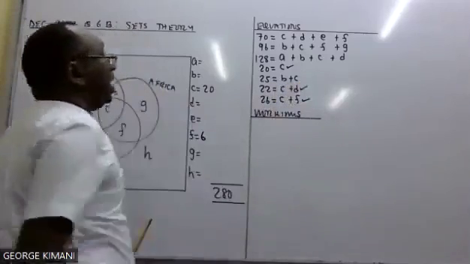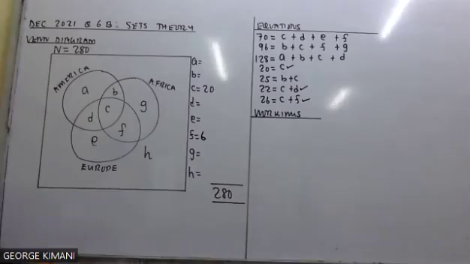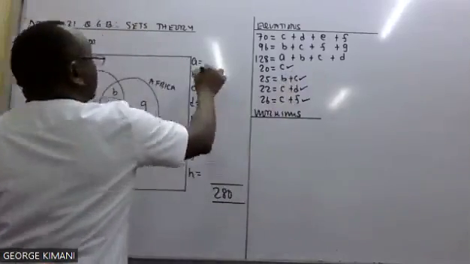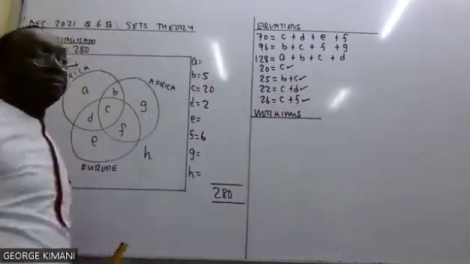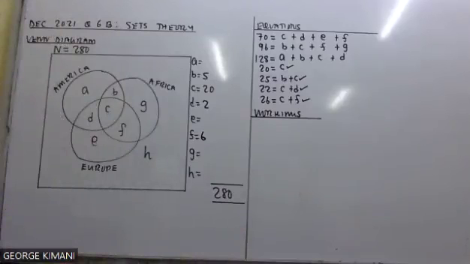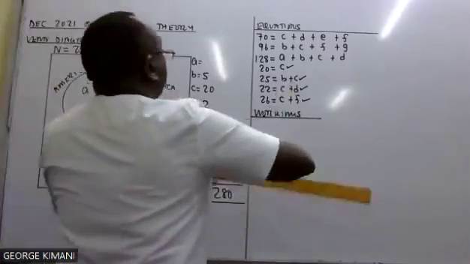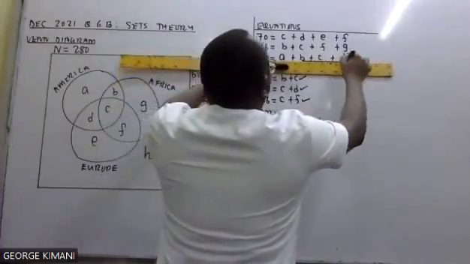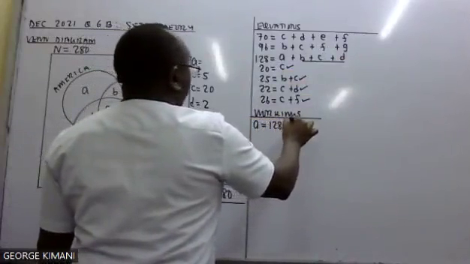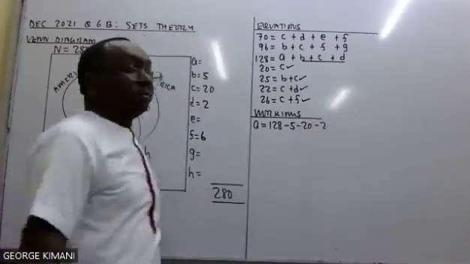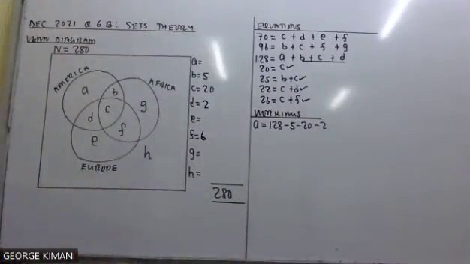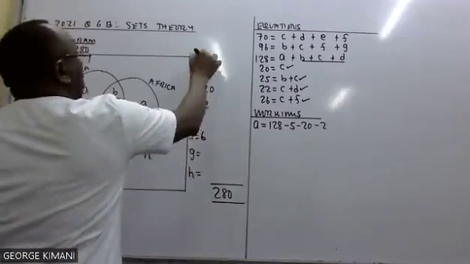If C is 20, D will be what? 2. If C is 20, B will be what? 5. We go to now this equation. In this equation, we know B, C, D. So we have A, which will be given as 128 minus 5 minus 20 minus 2, that is 101.